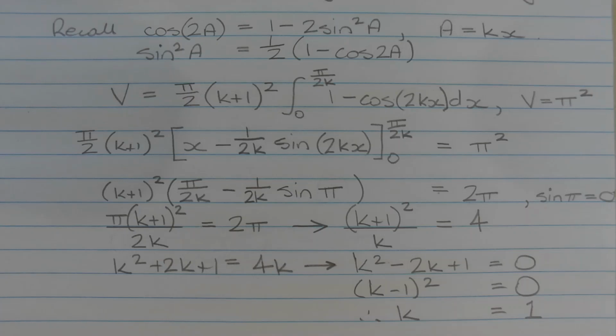which factorizes to (k minus 1) all squared is equal to 0, since it's a perfect square. Taking the square root of both sides and solving for k, we get k minus 1 is equal to 0, therefore k is equal to 1.